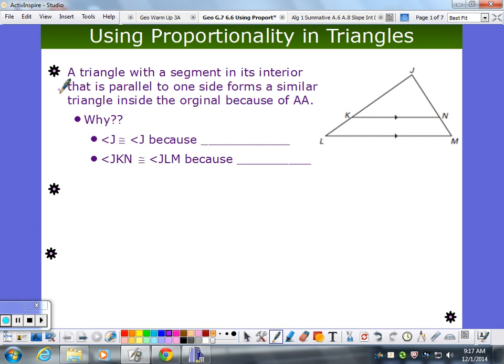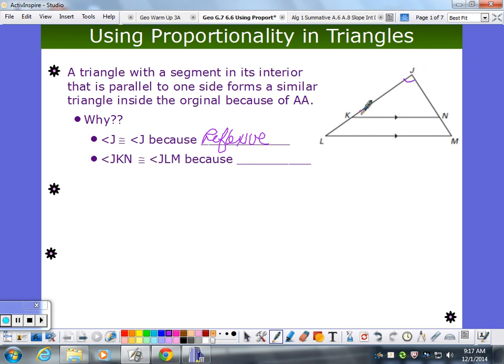Because of angle, I'm making that big statement here. So I'm basically looking at this triangle JKN, and I'm looking at the bigger triangle JLM. And I'm saying angle. So I'm first starting with angle J being congruent to angle J. So why is angle J congruent to angle J? Amanda, how come? Because of the reflexive theorem of angle congruence. So angle J will be congruent to itself.